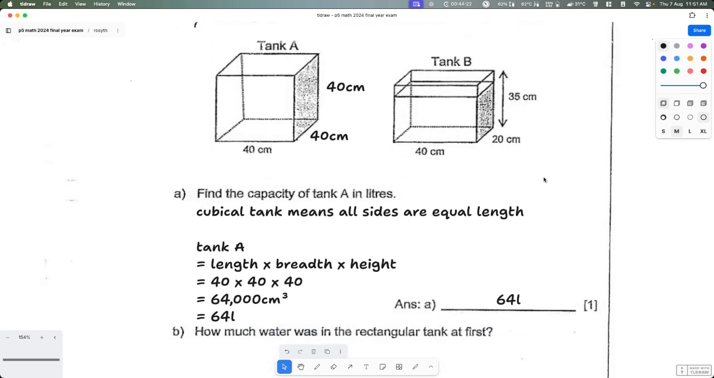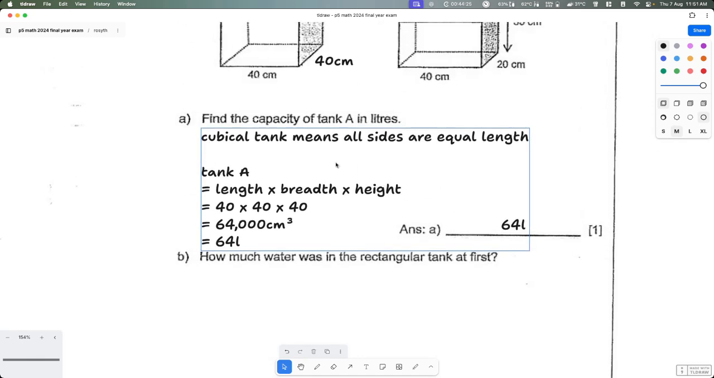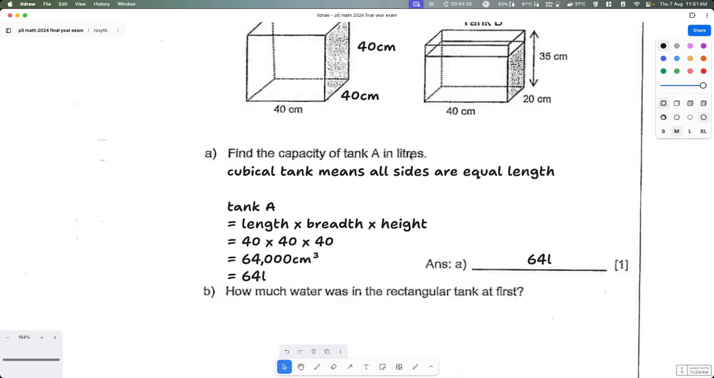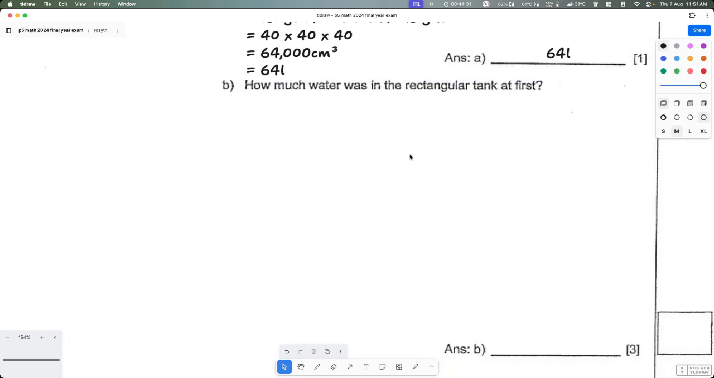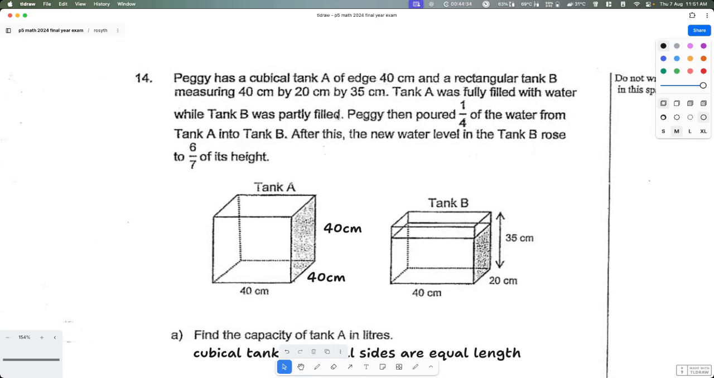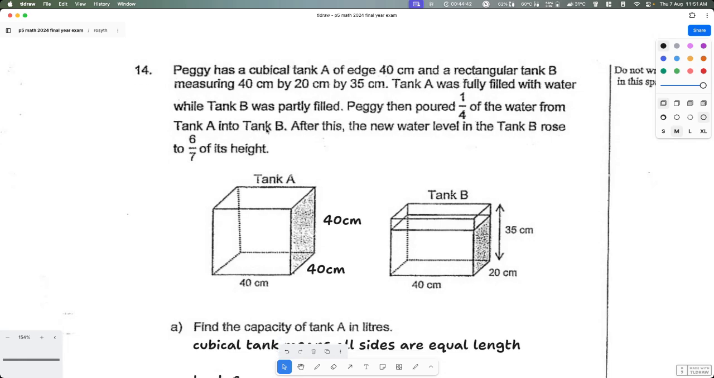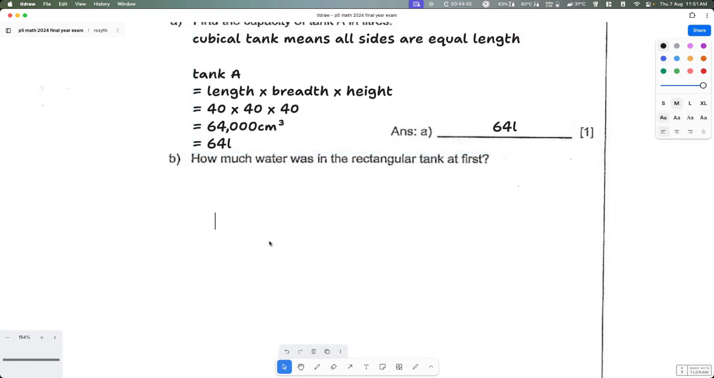All right, so next one is how much water was in the rectangular tank at first. So first is that we know Peggy poured 1/4 of the water from tank A to tank B, right? So in this case, let's say water poured from tank A to tank B is equal to 1/4 times 64, which is basically 64 divided by 4. This is 16 liters, right?